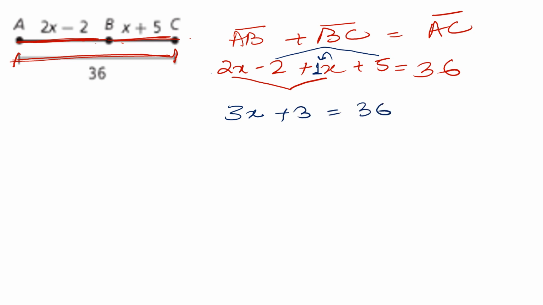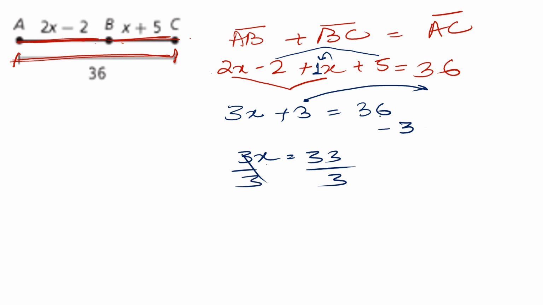Now bring the plus 3 on the other side. Plus 3 goes on the other side. It gives you negative 3. So 3x equals 36 minus 3 is 33. Now to find the x, we will get rid of this 3. So divide both sides by 3. So x equals 33 divided by 3 is 11.